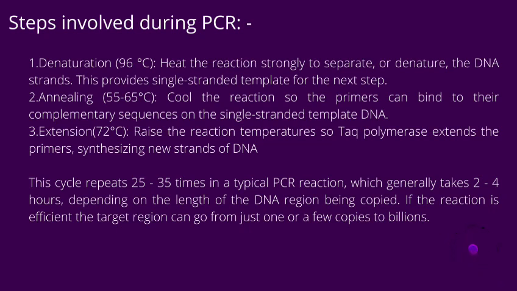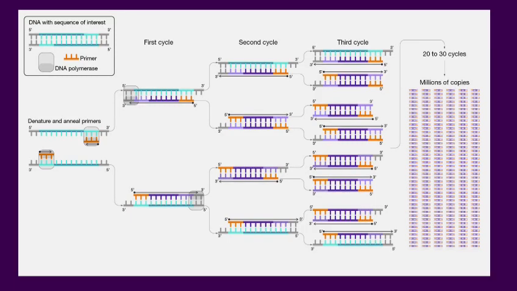This cycle repeats 20 to 35 times in typical PCR reactions, which generally takes 2 to 4 hours depending on the length of the DNA region being copied. If the reaction is efficient, the target region can go from one or a few copies to billions. Now you can see how a single DNA can be copied into millions and billions of copies.